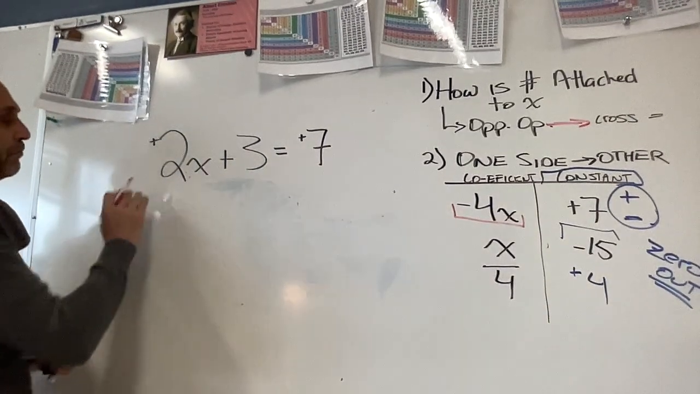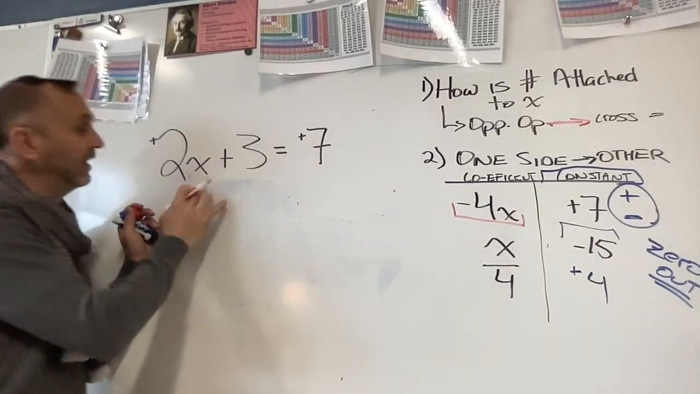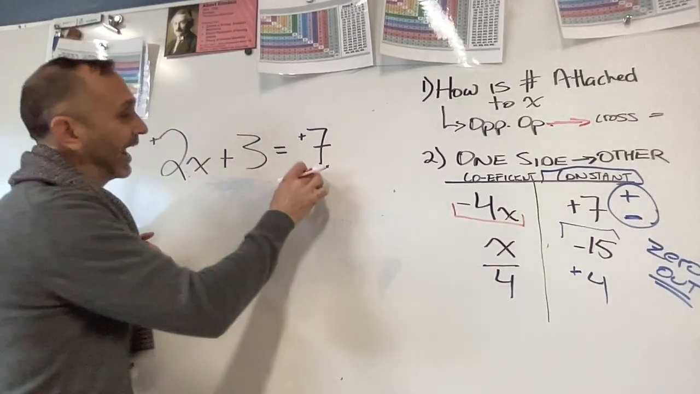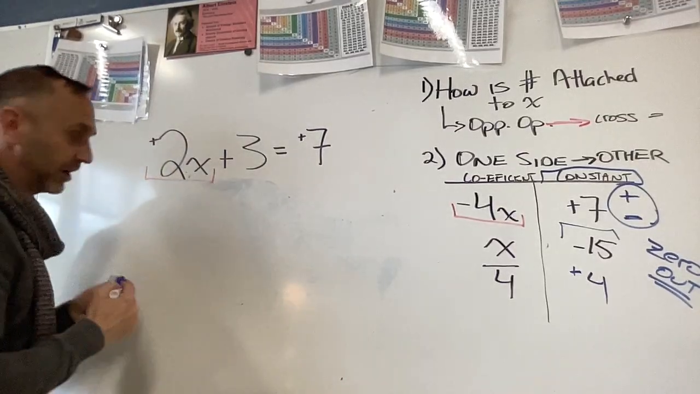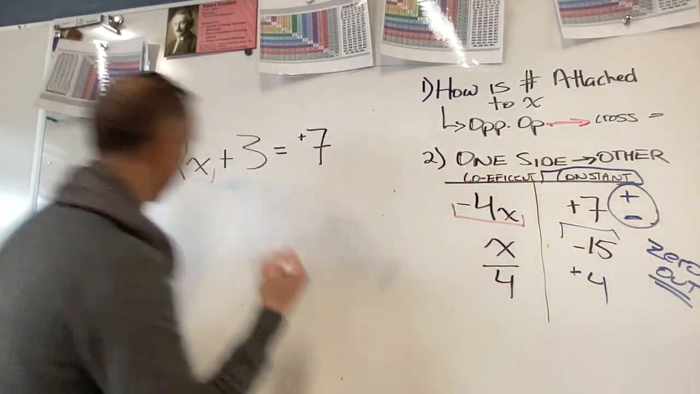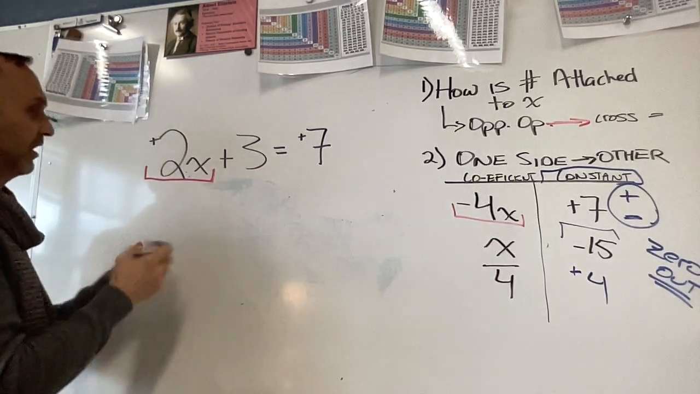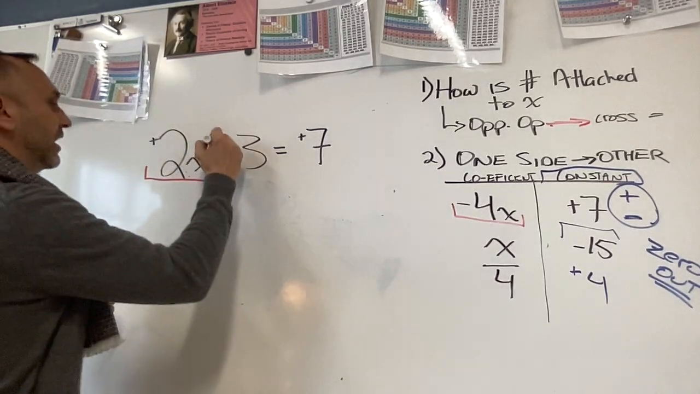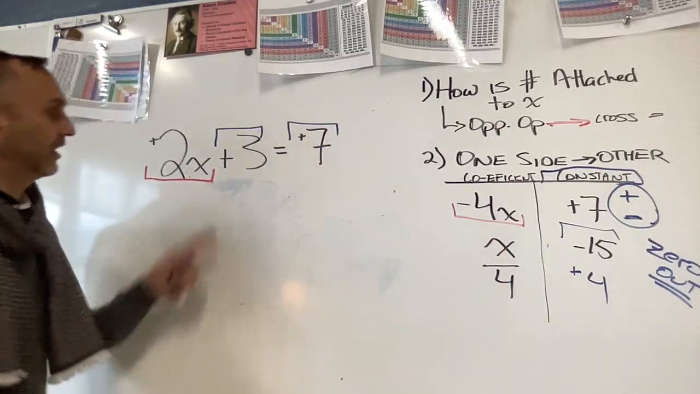So here's our problem. Positive 2x coefficient. Say it in your head whenever you do it. I have positive 3, and on the other side, I have positive 7. So here we go. There is my coefficient tray. I have one coefficient. Now, I've got 2 constants. I have positive 3 and positive 7.